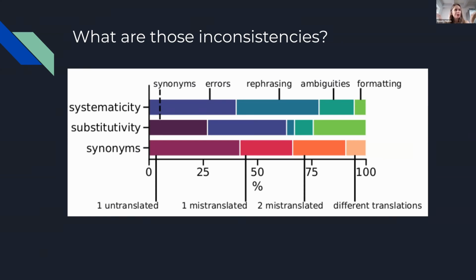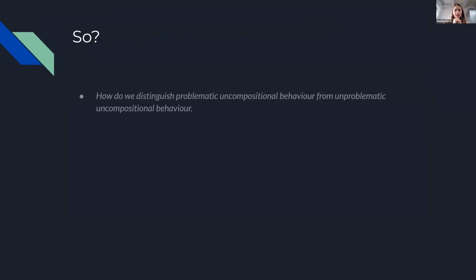And what I would like to wrap up with is a bunch of questions that are going around in my mind after looking at this, after thinking about the next steps for me to evaluate compositionality in neural models in natural language. Can you go to the next one? Yes, one more. Perfect. Okay, so the first thing, which I think is an important question, is how do we distinguish problematic uncompositional behavior from unproblematic uncompositional behavior? And here I'm mostly referring, for instance, to these rephrasings.